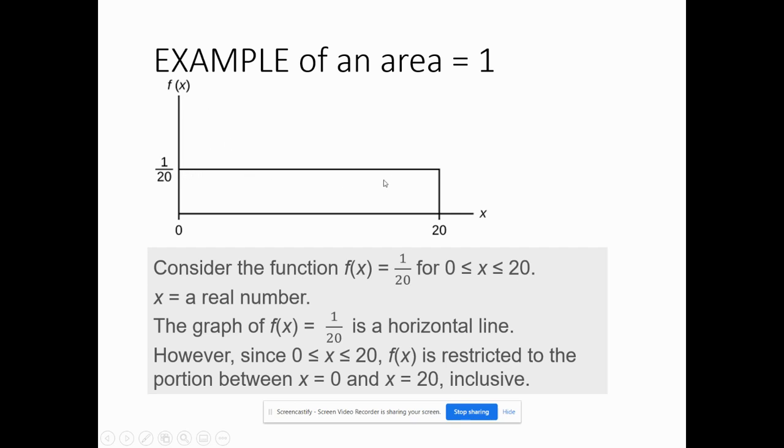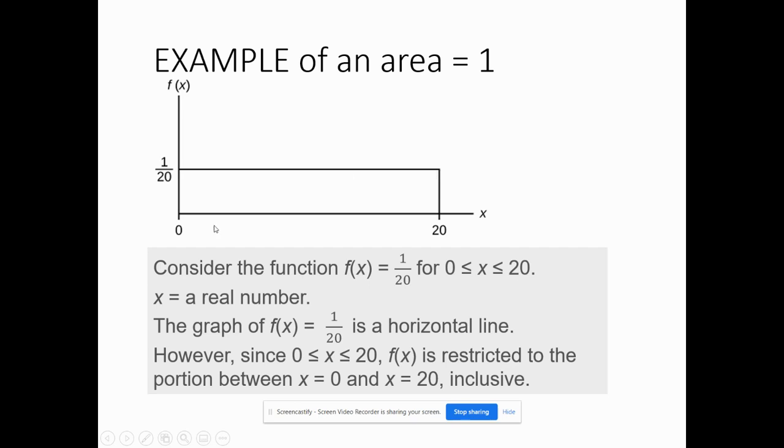It's uniform. So I'm going to consider the function f of x is 1 over 20 for 0 less than or equal to x less than or equal to 20. Okay, so the 1 over 20 was given to me, and 0 to 20 is along the x-axis. So x is a real number, and the graph of f of x is 1 over 20, a horizontal line. You can see this is a horizontal line, it's uniform.